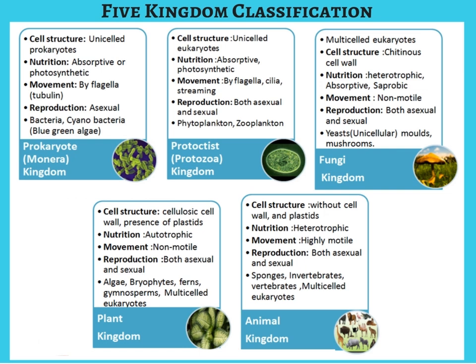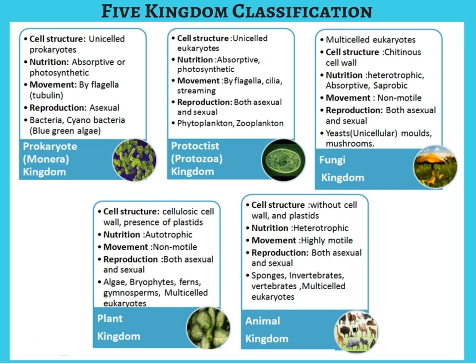Again, movement is restricted. No movement is present in these organisms. If we talk about reproduction, both sexual and asexual reproduction is present. If we see primitive type of plant, then asexual reproduction will be present, whereas sexual reproduction is seen in higher plants. Examples of this kingdom include algae, bryophytes, ferns, gymnosperms, and all multicellular eukaryotic organisms.